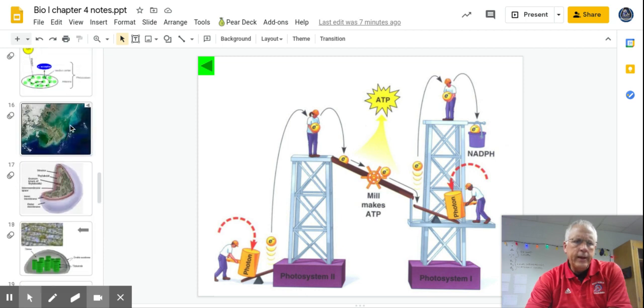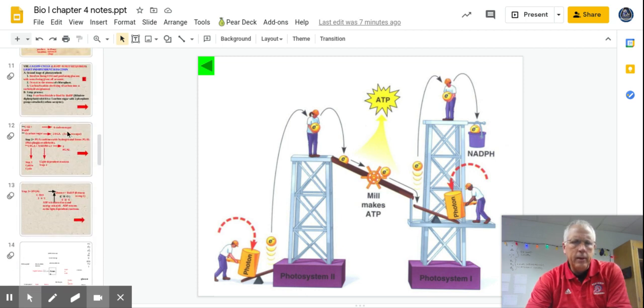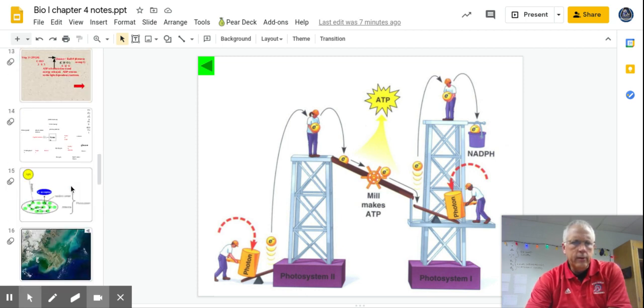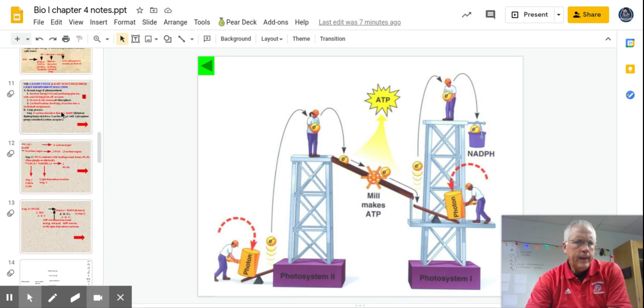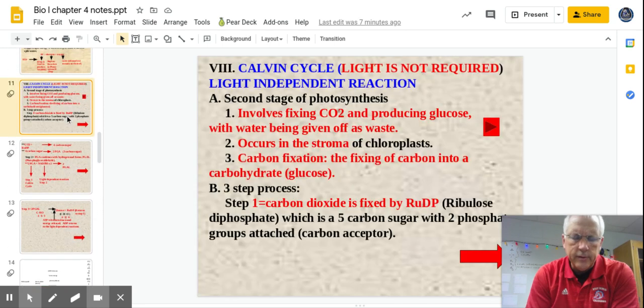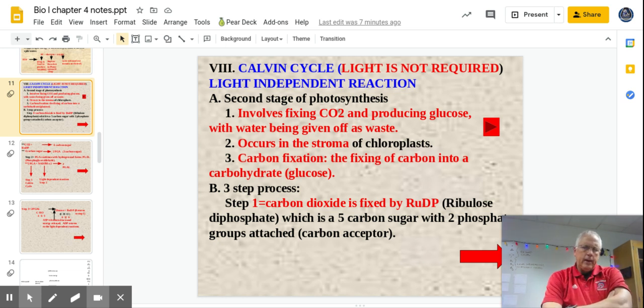So what do we do with that ATP and what do we do with that NADPH2? Okay, this is where the other reaction comes into play, and it's called the Calvin cycle. You can see it up there, so kind of highlight that. Light is not required because we're using things we made in the other reaction, so we don't need light. We used to call this the dark reaction. We don't like to call it that anymore because too many students were thinking, oh, okay, this only occurs at night and in darkness. Not true. It can occur during the day as well.